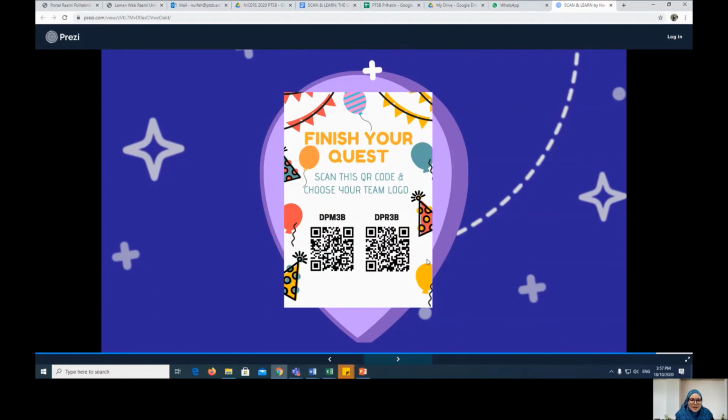The last step is when the students finish their quest, they will need to scan this QR code based on their classes. After that, they will choose their own team logo and comment under the logo that they have already finished the quest.